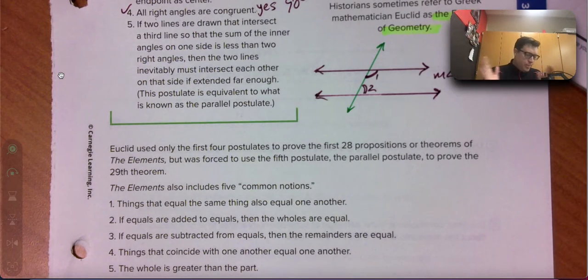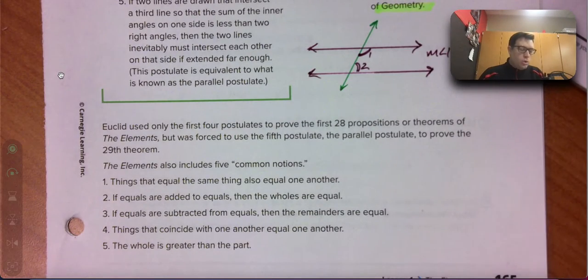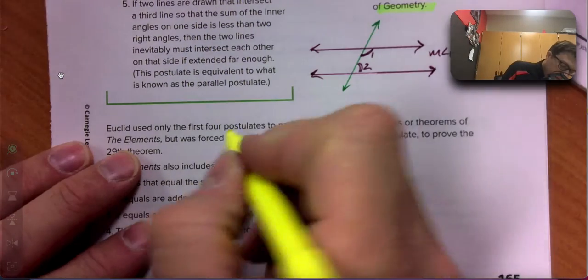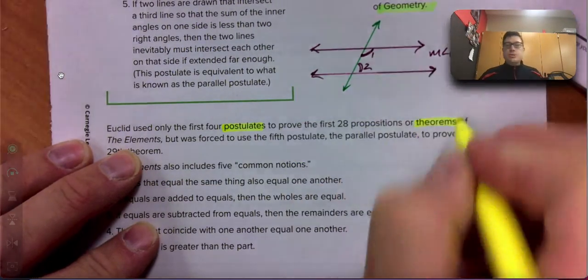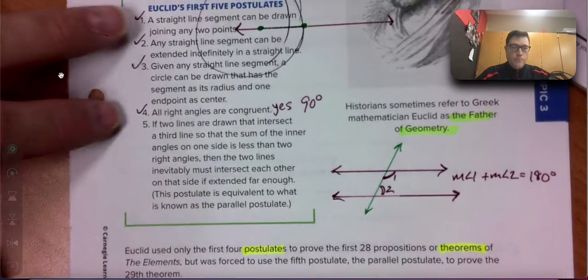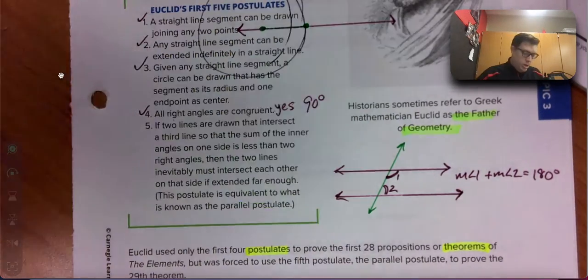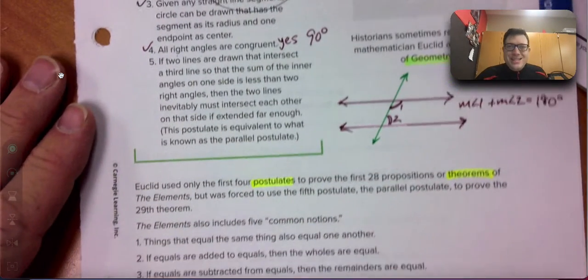Okay. Finishing out this section, getting ready for next videos. Euclid used only the first 4 postulates to prove the first 28 propositions, or here's the vocab word, theorems. We have postulates and theorems. He was able to do a lot of math with the first 4. He didn't need the 5th postulate, this parallel lines one, until the 29th theorem.